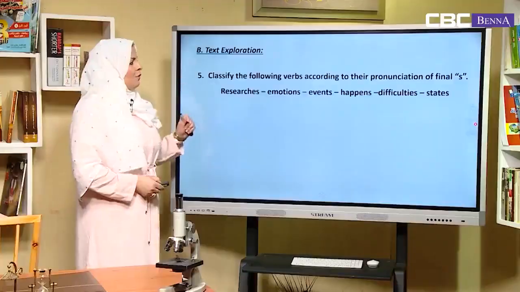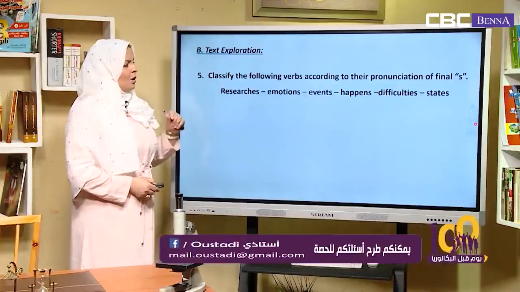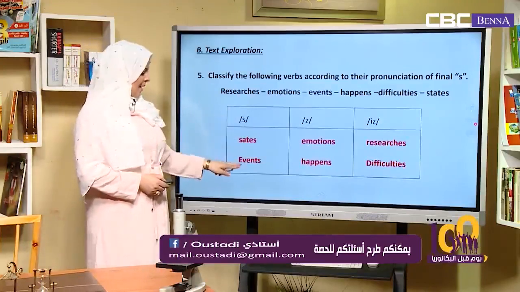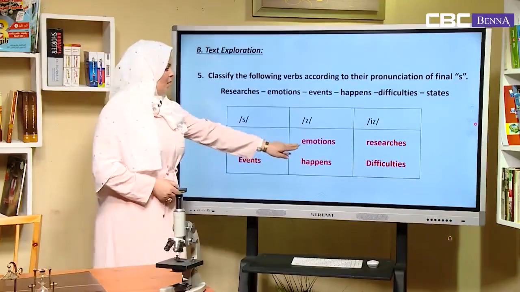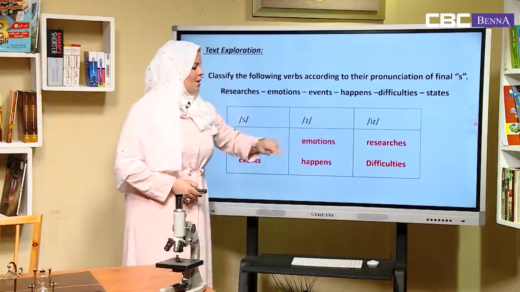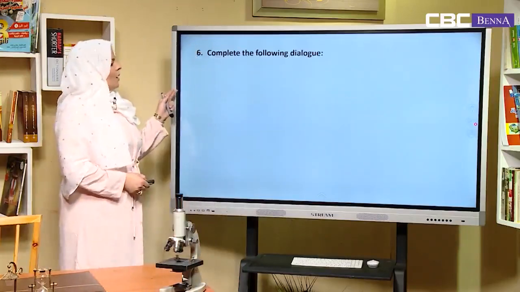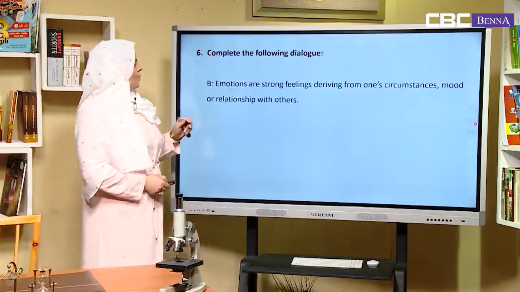Let's move to another activity. Classify the following verbs according to their pronunciation. You have S: states and events. Z: emotions and happens. Iz: researches and difficulties. So let's move to the last one, which is the dialogue.